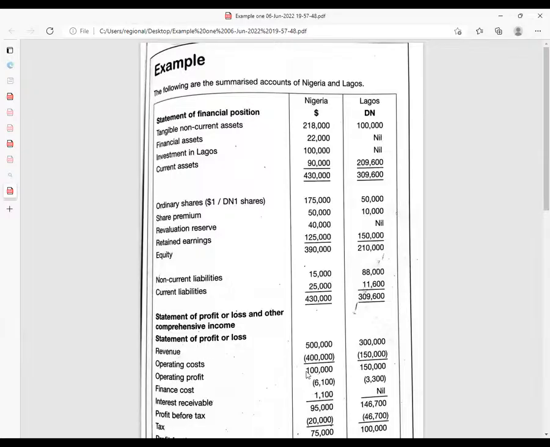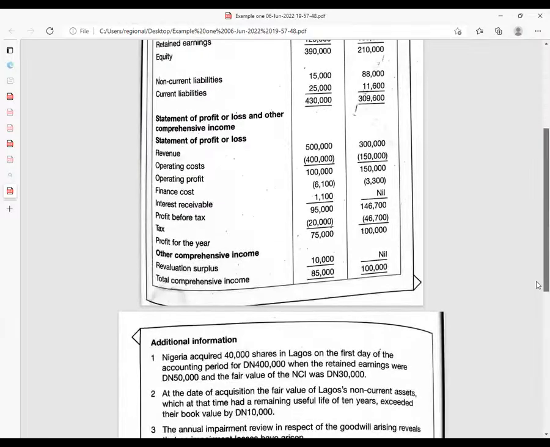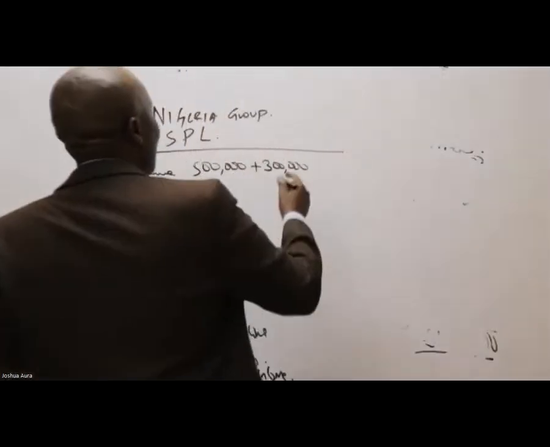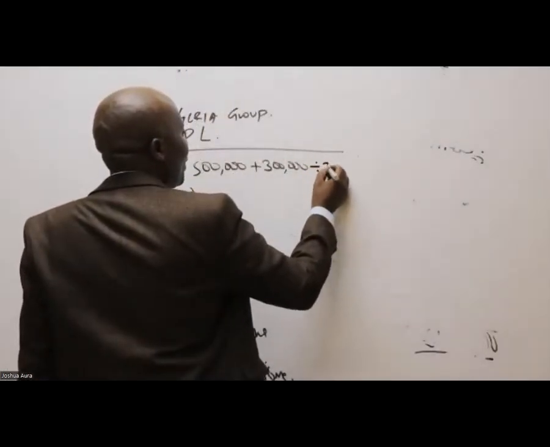So how do I exchange this 300,000 to dollars? Which rate should I use? When we started, I gave you the procedure. Average rate. Do you remember that? For income statement, it's always average rate, divided by 3. Thank you very much. So divide this by 3.